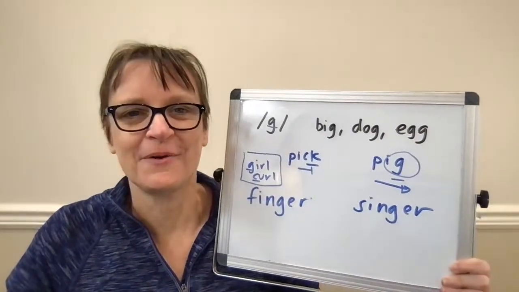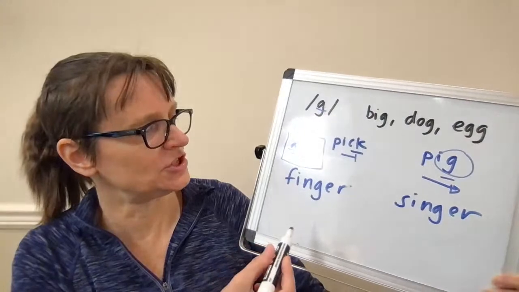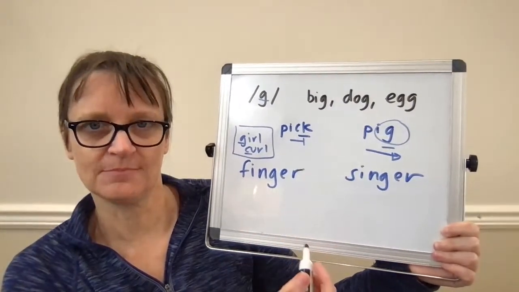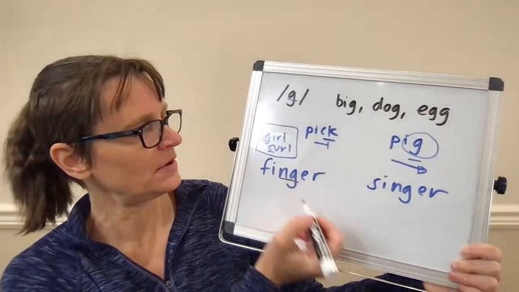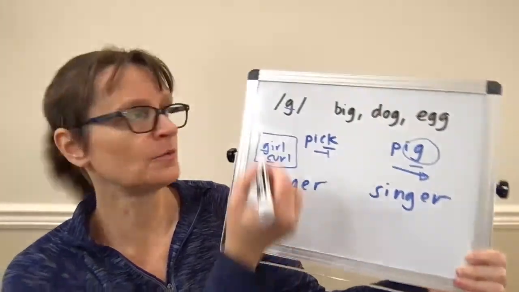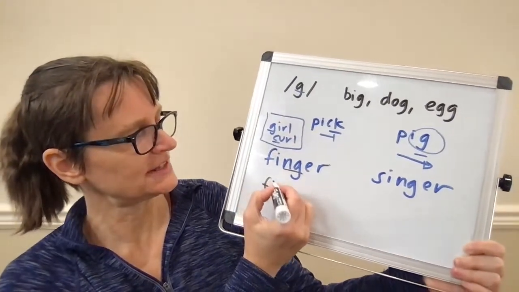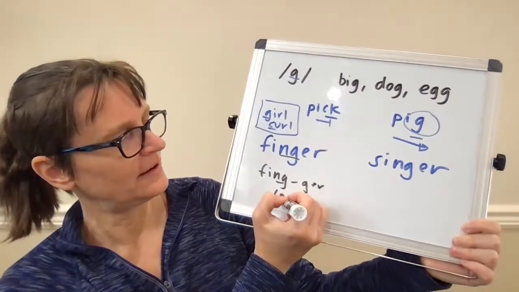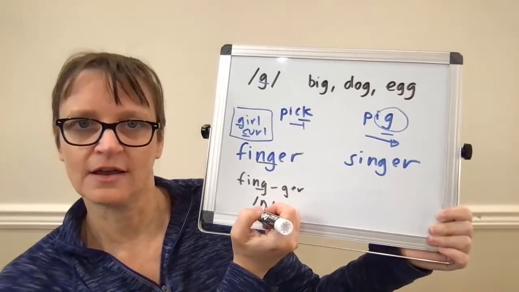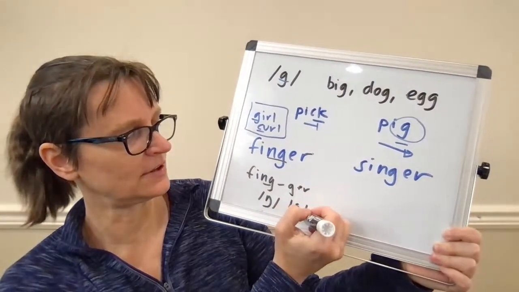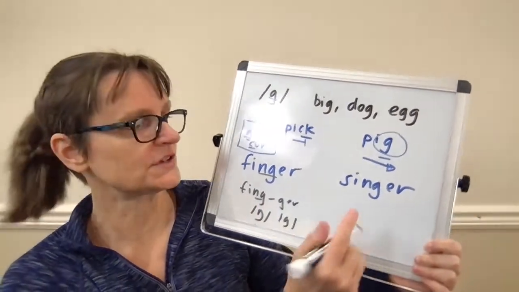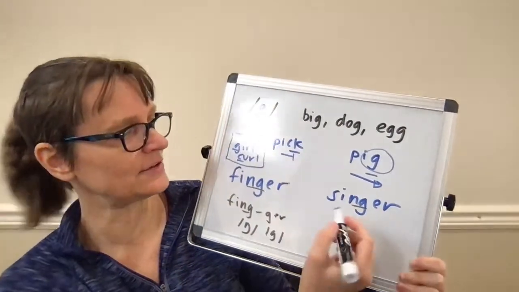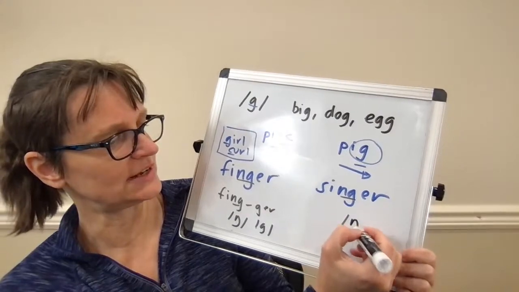Then one other pattern I want to talk about for the G sound is when we have the letters NG in the middle of a word. In some words, like finger, we do have a G sound. That actually sounds like finger, where we have the NG sound, and the G sound, G, finger, versus a word like singer. Singer has no G sound in it. It just has the NG sound.